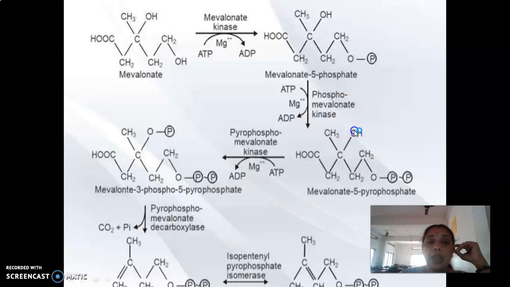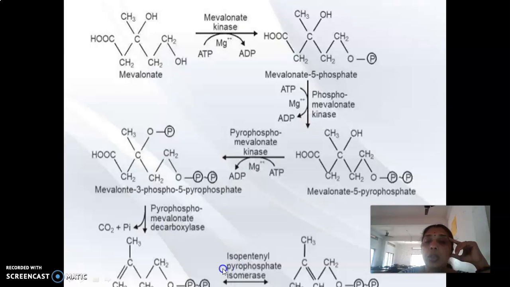inorganic phosphate also will be removed. Because a double bond and phosphate can never exist on a single carbon atom. So the inorganic phosphate also will be removed along with this carbon dioxide. So CH2 double bond C, CH3, CH2, CH2, OPP. This is known as isopentene, the 1, 2, 3, 4, 5. Since it is having a double bond, the compound is known as isopentenyl pyrophosphate.